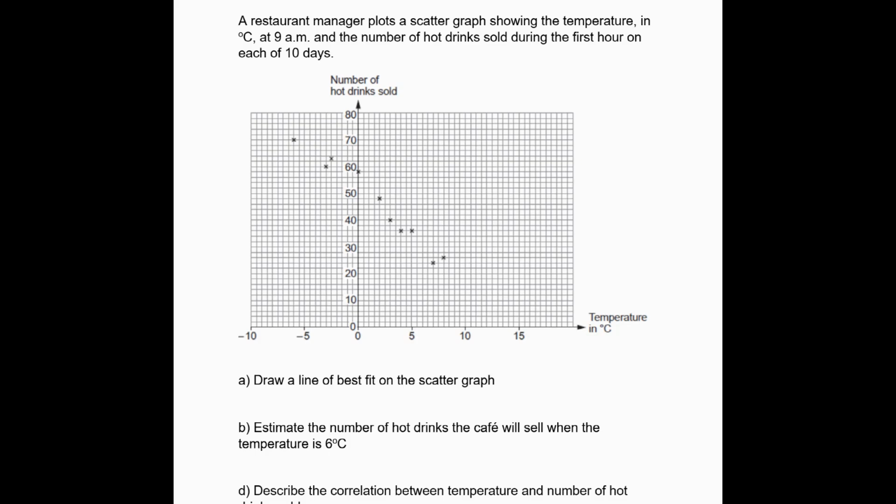First of all, let's draw the line of best fit on this scatter graph. So again, I want my line to go through the center of the points, approximately the same number of points either side of the line. Okay, so approximately like that.